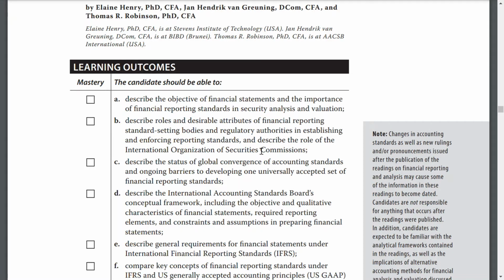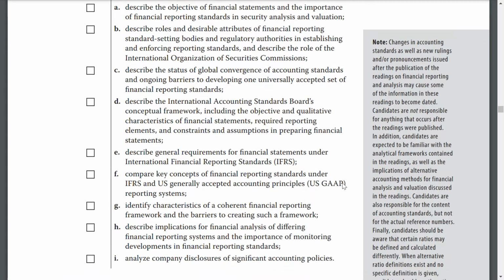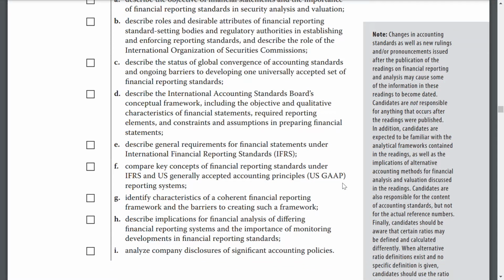Describe the International Accounting Standards Board conceptual framework, including the objectives and qualitative characteristics of financial statements, required reporting elements, and constraints and assumptions in preparing financial statements. Describe general requirements for financial statements under the International Financial Reporting Standards.